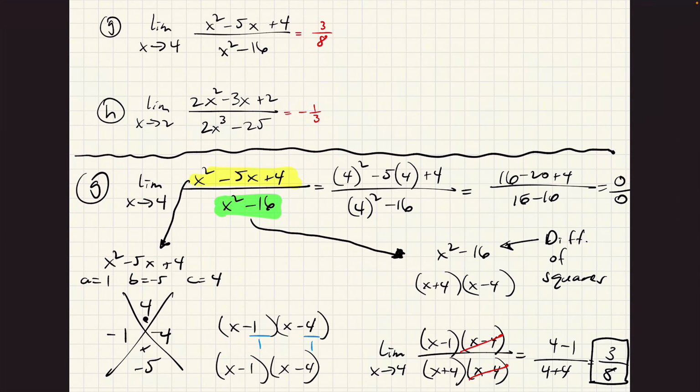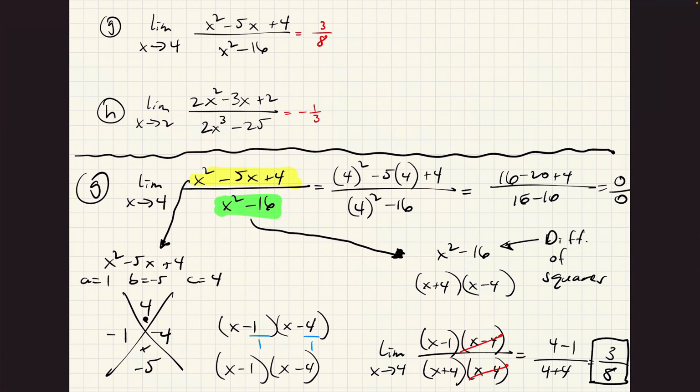For the numerator, the yellow, it had 3 parts. It was a trinomial, so I factored it like a trinomial. A, B, and C: A is 1, B is negative 5, C is 4. So I did my x, and got negative 1 and negative 4. That means it's x minus 1 and x minus 4. Then remember, divide by a, whatever a is. That kept it as x minus 1 and x minus 4, and that went up here.